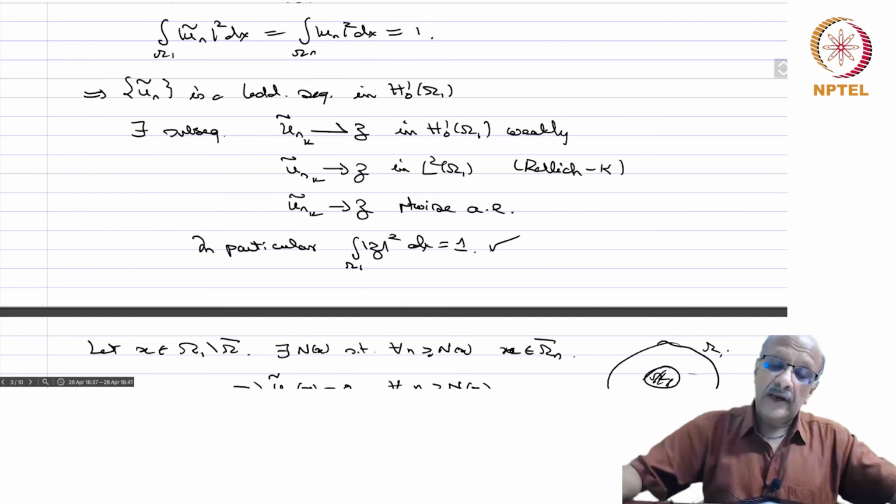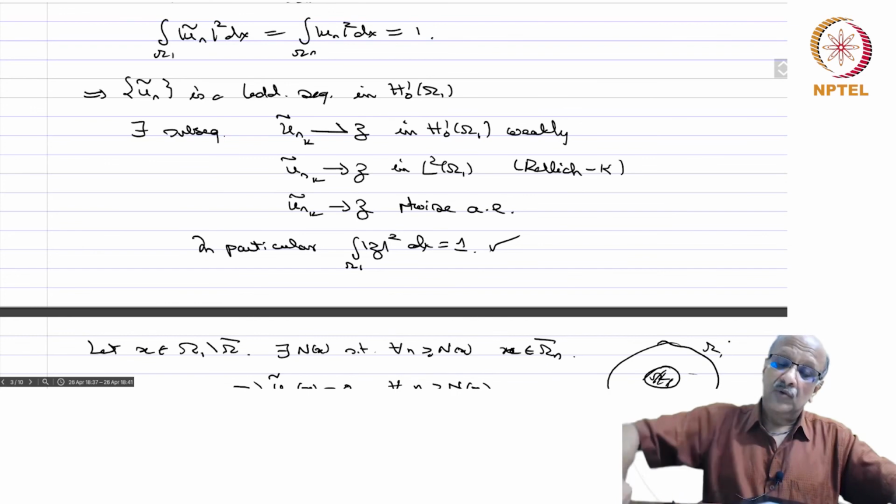So, with this we will wind up this chapter, and we will now start next time a study of semigroups of operators and their applications to evolution equations.